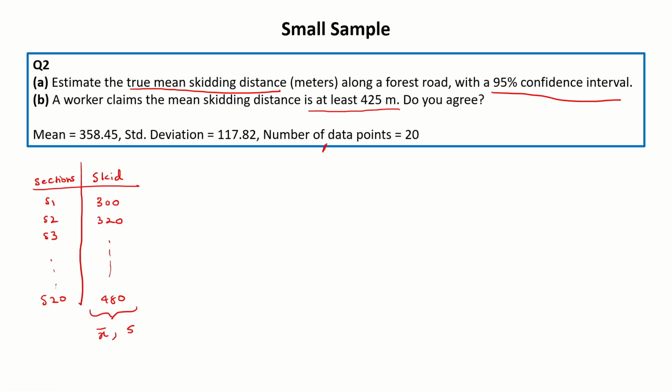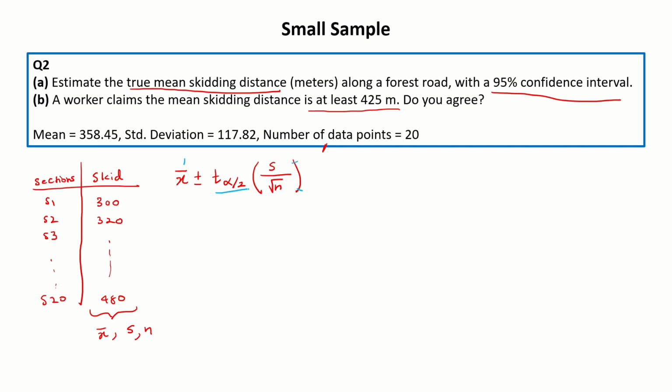We then have the standard deviation. I'll use the symbol S because it's a small sample, and that is 117.82. And we have n, which is 20, the number of data points. Now again, you can directly apply the equation for a small sample confidence interval, and that equation is x bar plus minus t alpha over 2, the t statistic, times the standard deviation s divided by the root of n. So again, we have x bar, we have s, we have n.